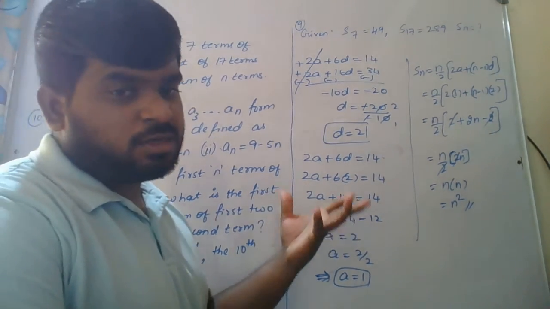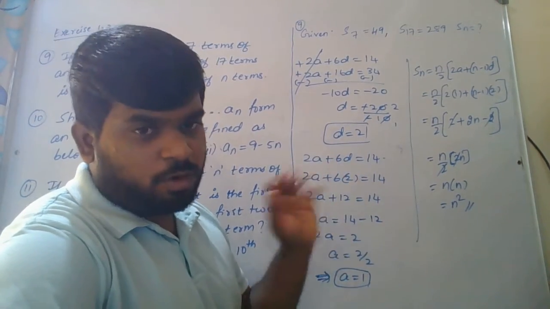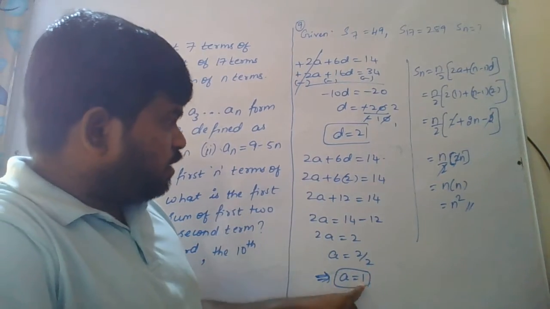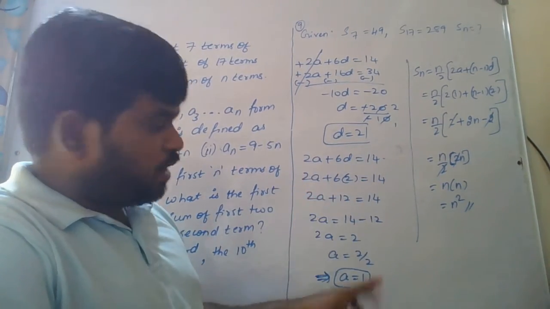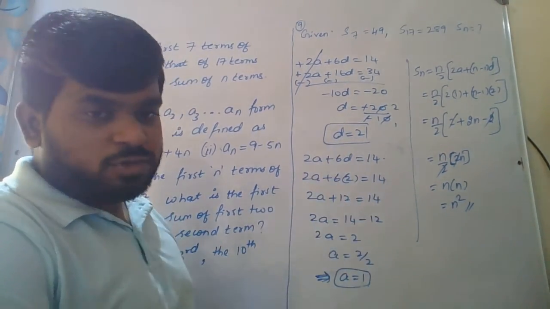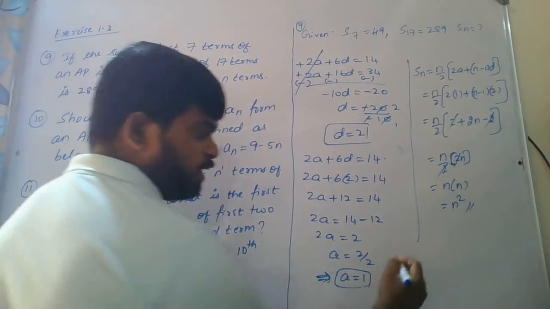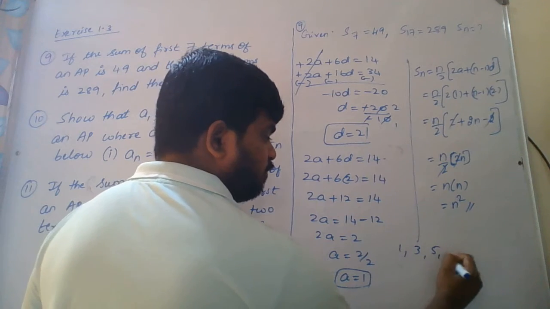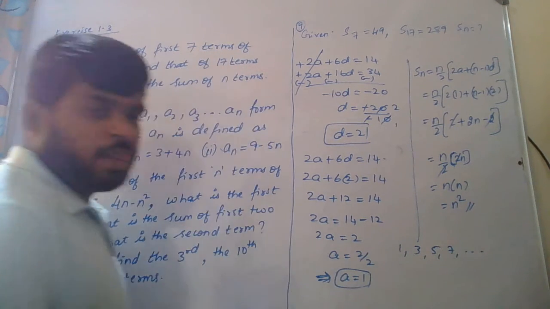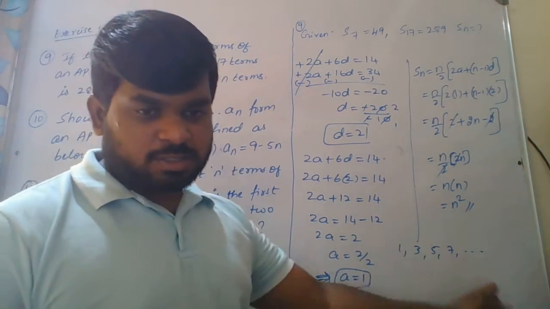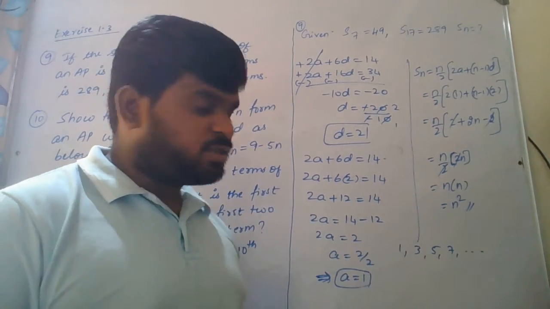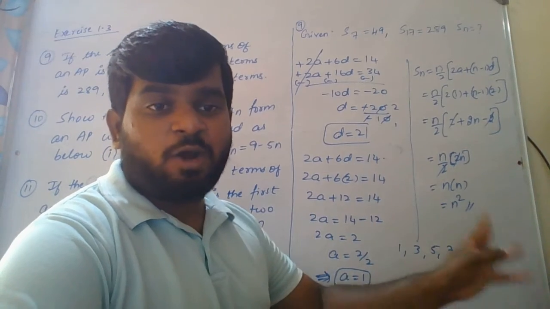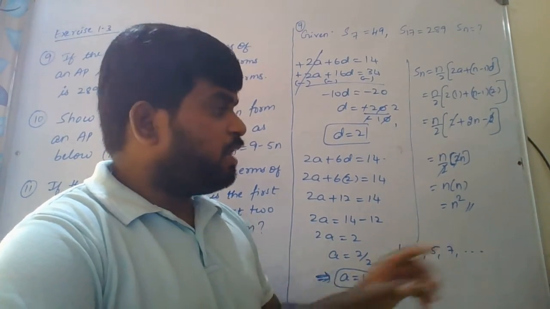In other words, if you observe it properly, here the a value is 1 and the d value is 2. If you form the AP for this, you will get 1 plus d, 1 plus 2 is 3, 5, 7, and so on, which means these are odd numbers, isn't it? So we have got a formula here which says that the sum of the first n odd numbers will be equal to n square.